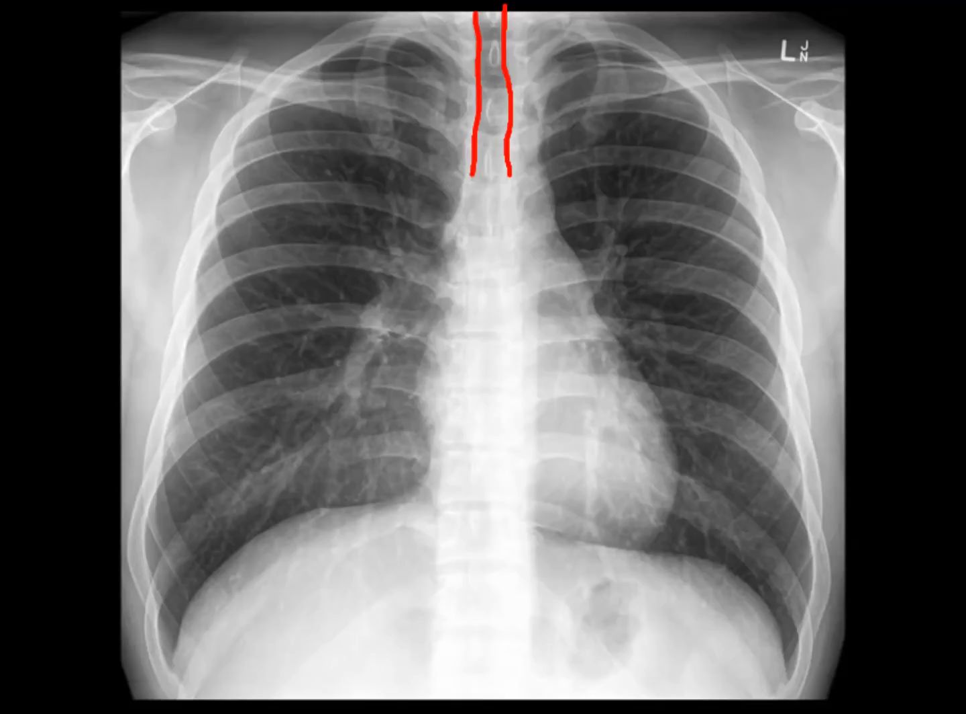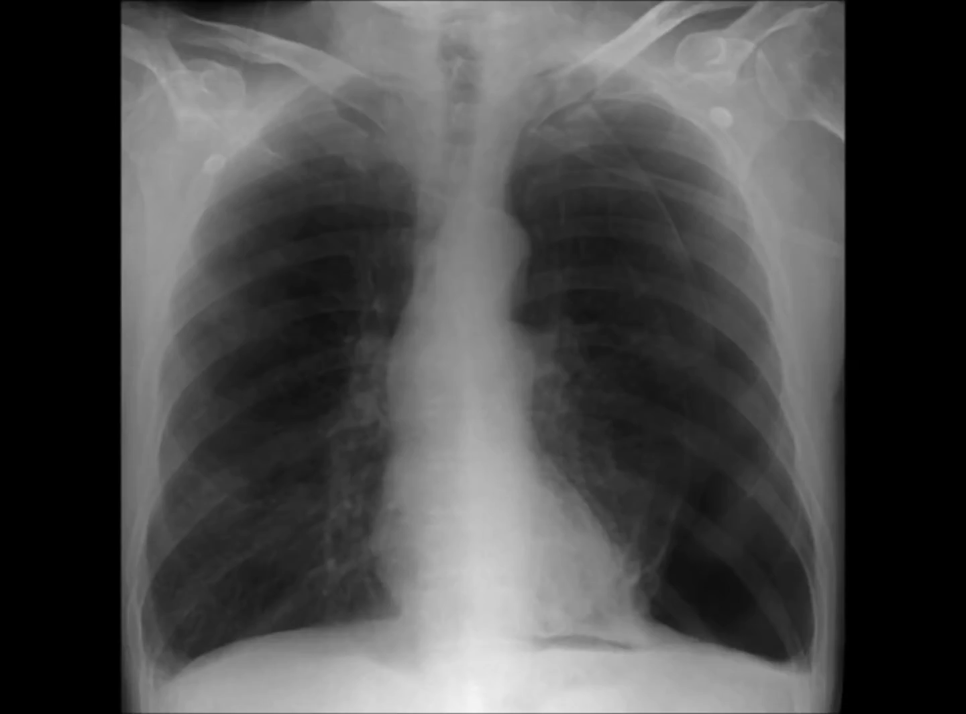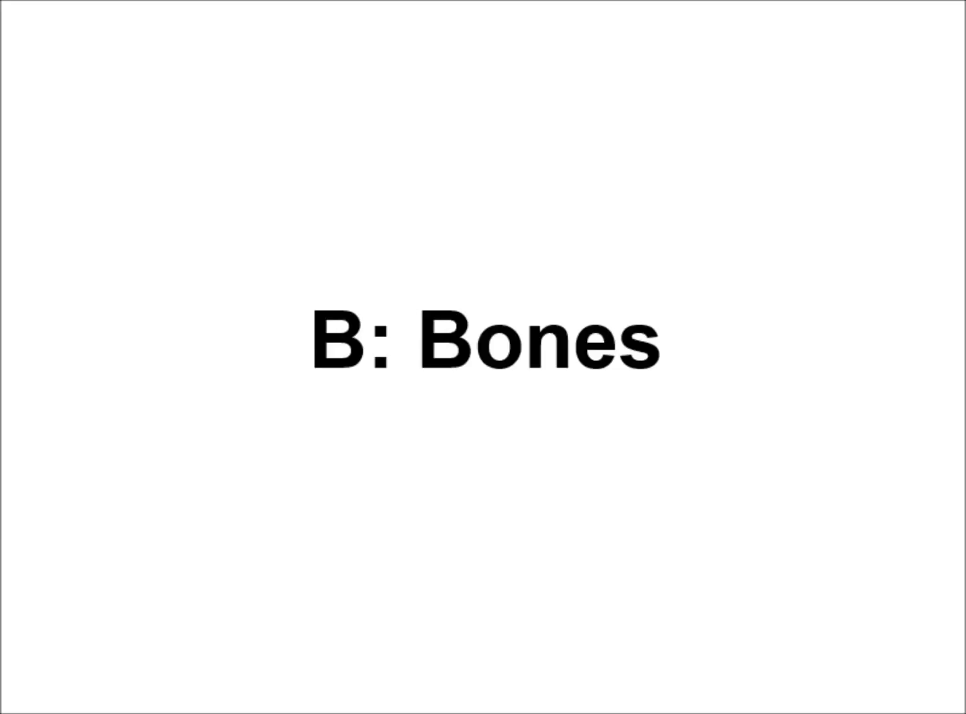A normal airway is central and open. An airway that deviates to one side may be due to a tension pneumothorax. B stands for bones. With bones, start at the top and work your way down, making sure that you look at all the bones visible on the film.